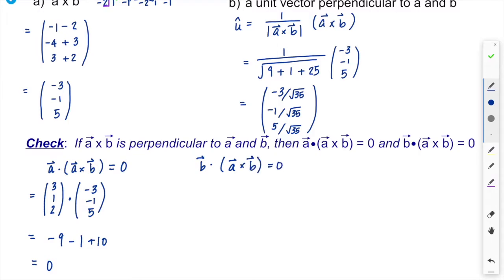What do I have for B? I have -2, 1, -1, dot -3, -1, and 5. So here's 6 minus 1 minus 5. Indeed, this is also 0.